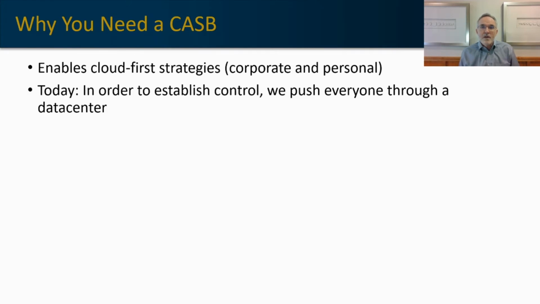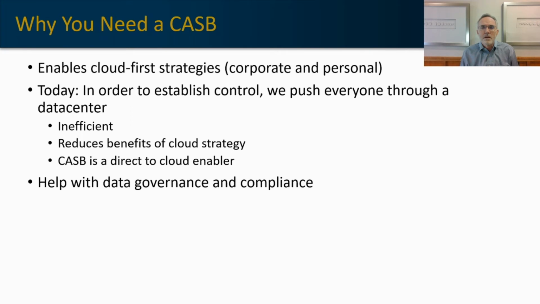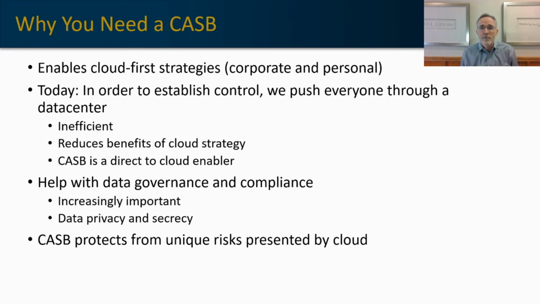So today, what organizations are still doing is pushing everything through that firewall or central security stack in their data center. It creates a lot of inefficiencies, not only network inefficiencies and cost inefficiencies, but end user experience inefficiencies by hairpinning traffic through a central security platform. CASB is a direct to the cloud enabler and allows you to leverage the full benefits of that cloud experience. It also helps with data governance and compliance, which is increasingly important given all the data privacy acts and, in many cases, data secrecy that's becoming paramount in a cloud-first environment.